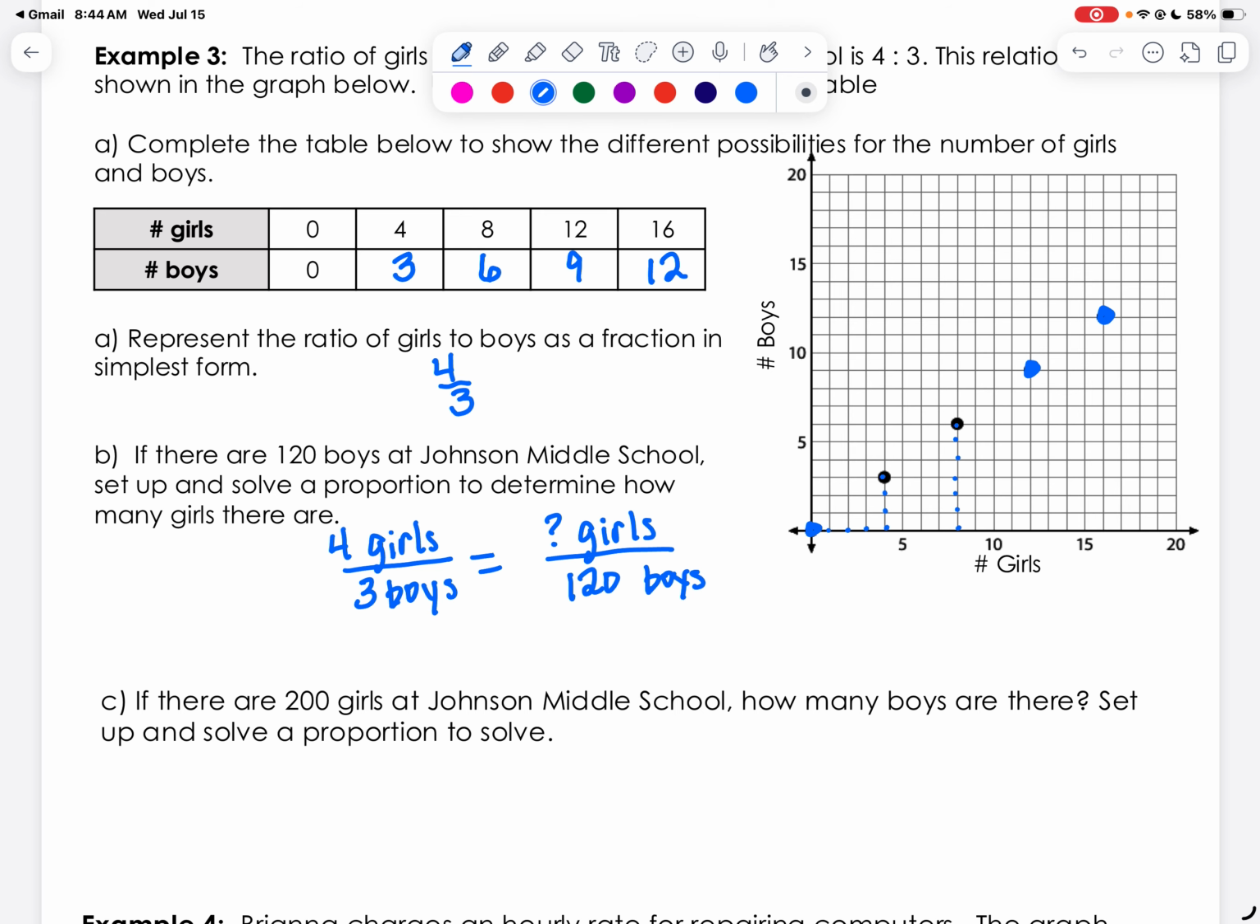And the way we solve a proportion is we scale up. So I'm trying to get from 3 to 120. So what you want to do is see how many times 3 will go into 120. So 3 goes into 12 4 times. 3 goes into 0 0 times. So that means we're scaling this proportion by 40. So if I scaled the bottom by 40, I must scale the top by 40. So 4 times 40 would be 160 girls.